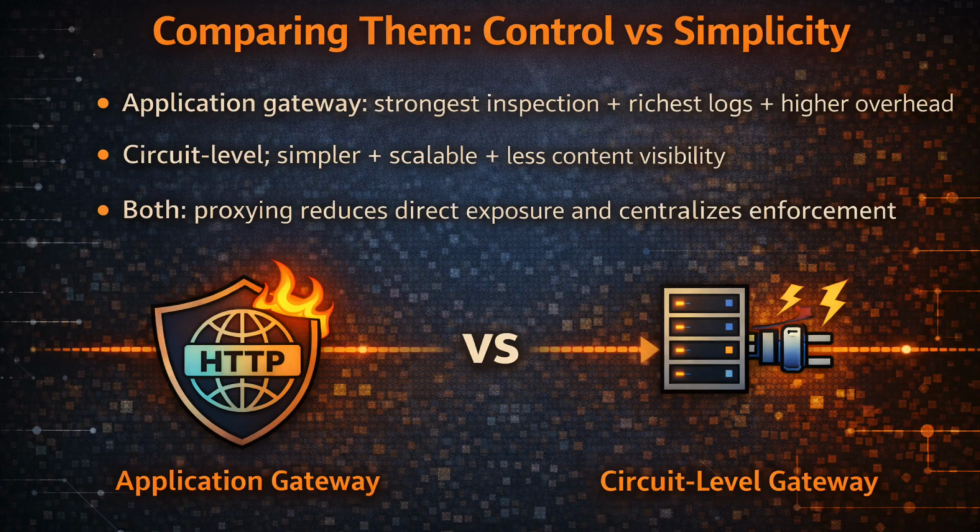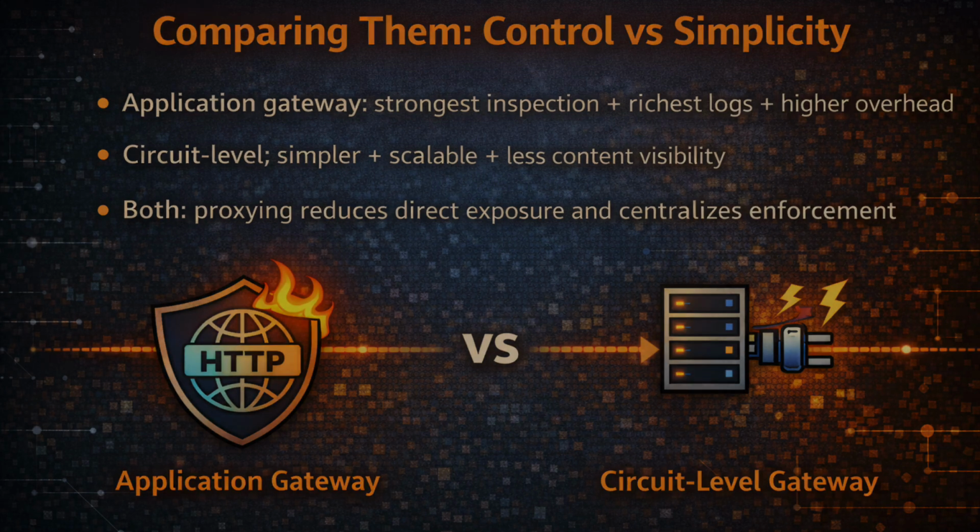What they share is important. Both are proxies, meaning internal systems don't connect directly to external systems. That reduces exposure, enables centralized policy, and often improves logging. So the decision usually comes down to this question: do you need to make security decisions based on application content or just who can establish connections to what?